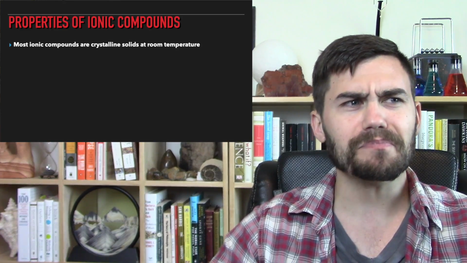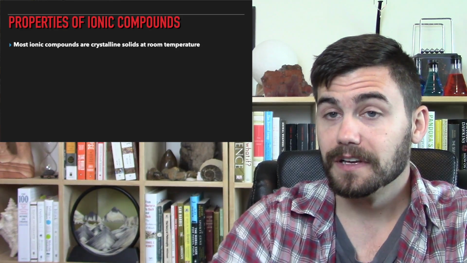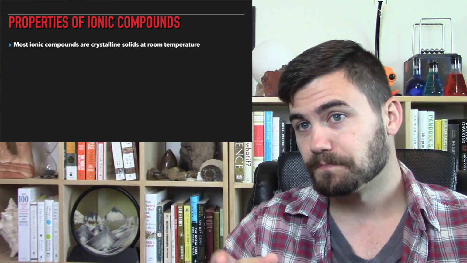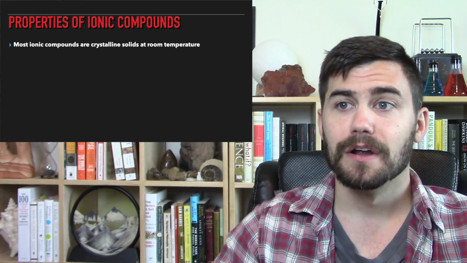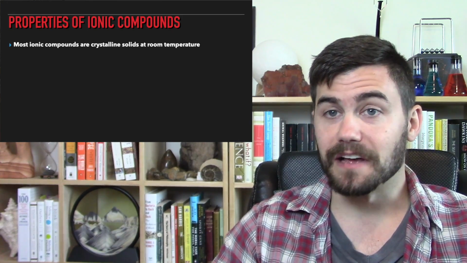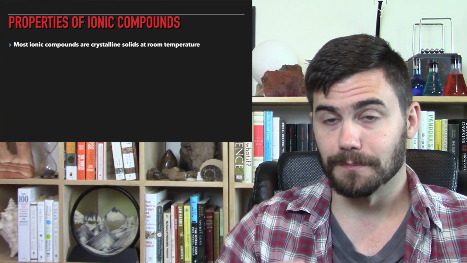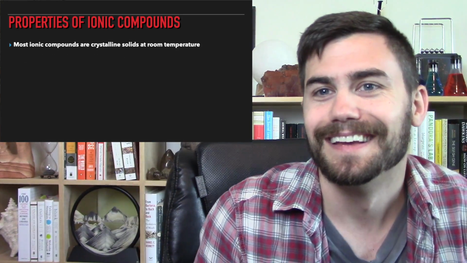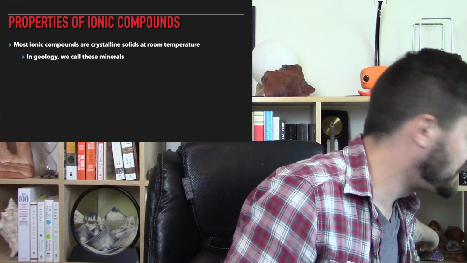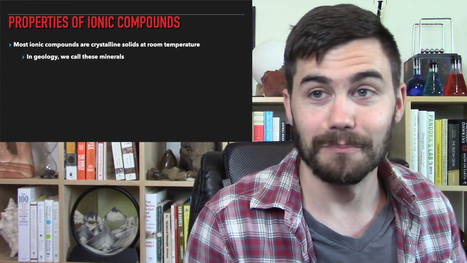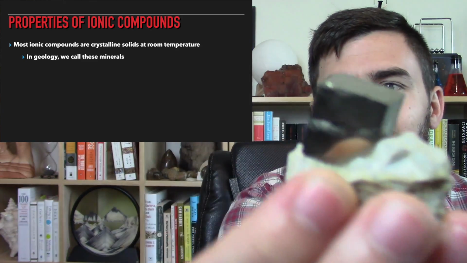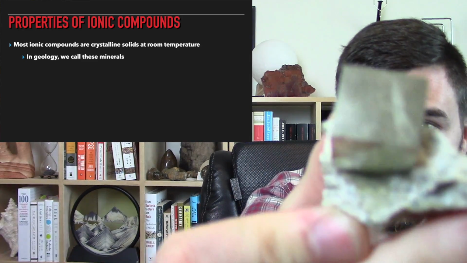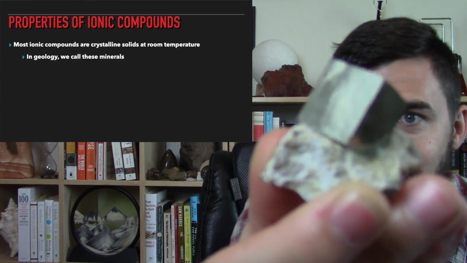Moving on. Now, most ionic compounds, unlike several molecules, which can be gases or liquids, ionic compounds, for the most part, are crystalline solid substances, meaning they form regular crystalline patterns. I'll show you. In nature, we call these minerals. So I have a little mineral collection right over there. So this is pyrite, fool's gold. I don't know if the camera will focus on it. That is naturally how it exists.